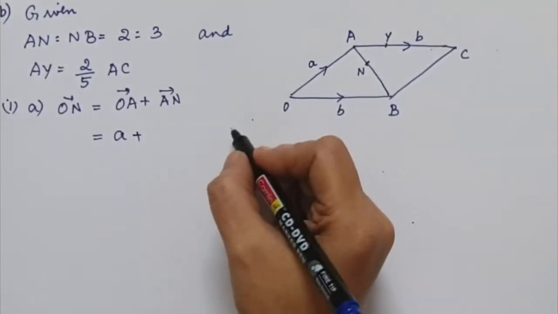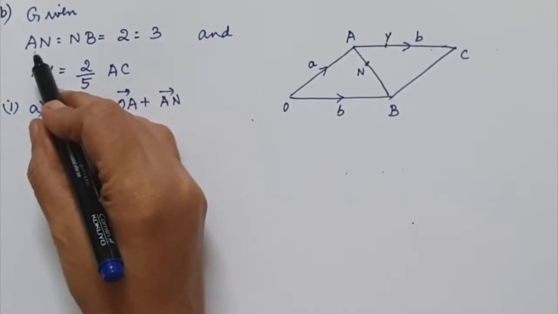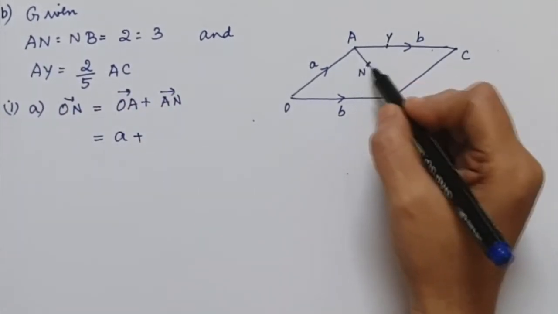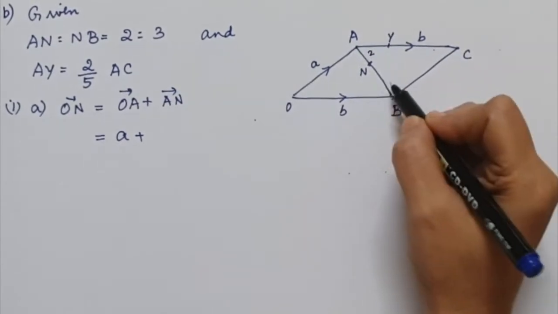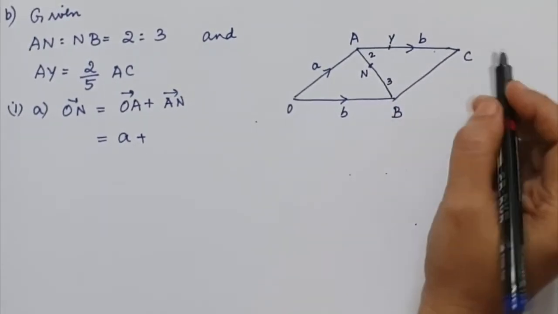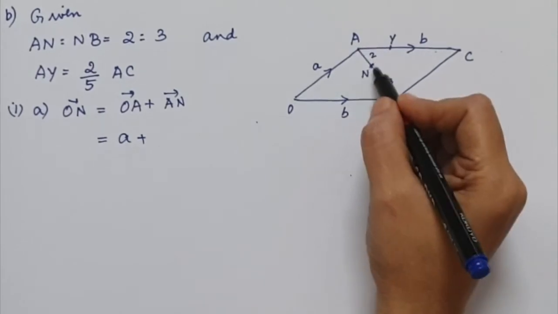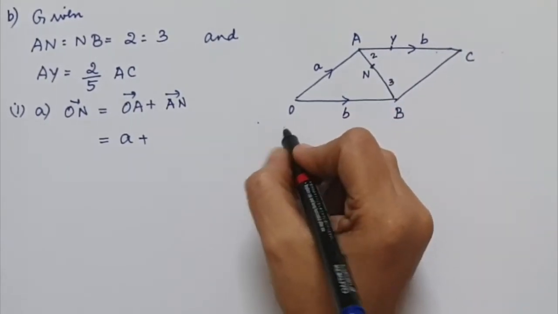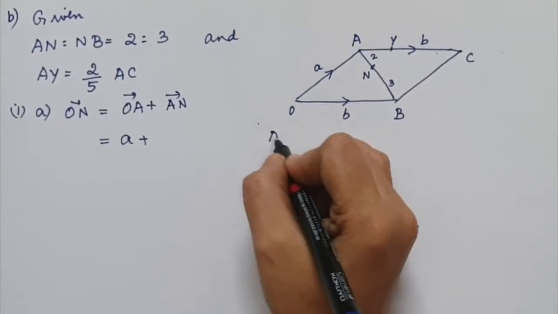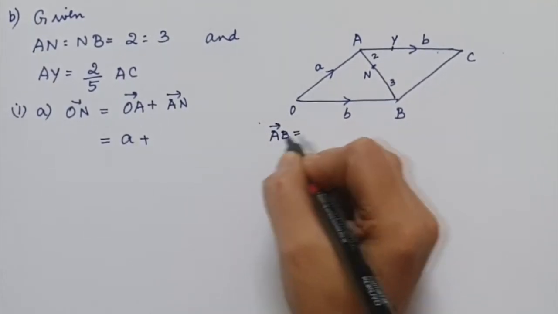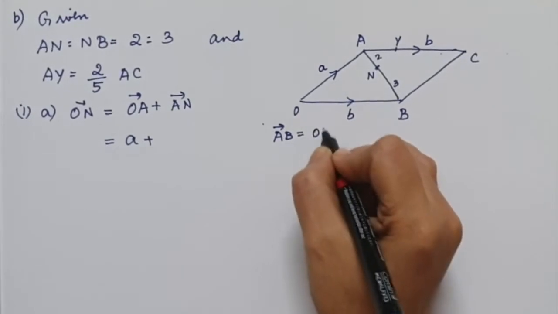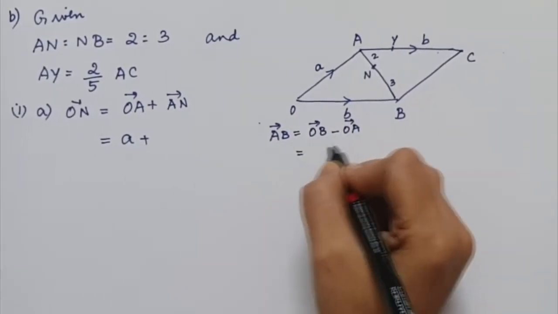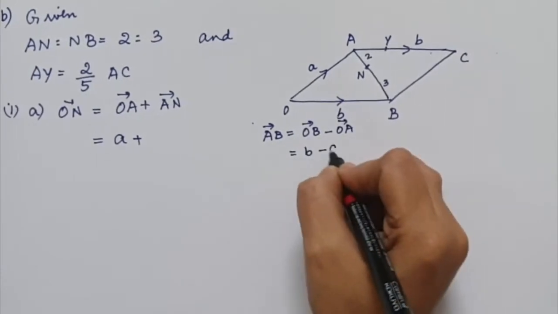In order to find AN, here we are given some information. AN is to NB is 2 is to 3. So this is 2 parts and this is 3 parts. So now the total AB is 5 parts. In case we can find our AB, as we have done in our previous question, AB will be equal to OB minus OA. So OB is B and OA is A.